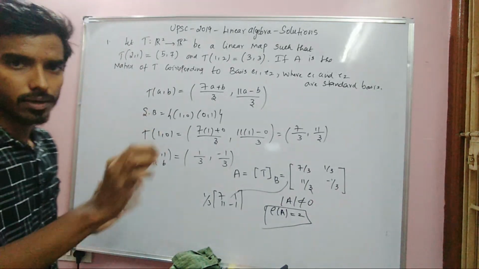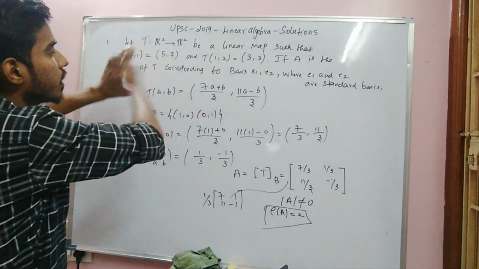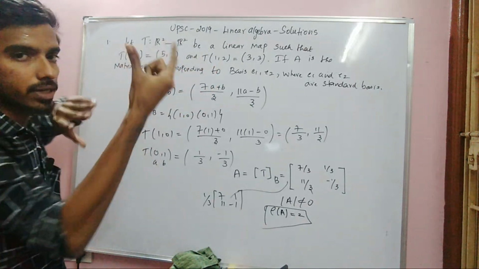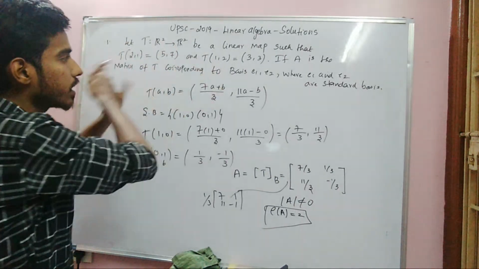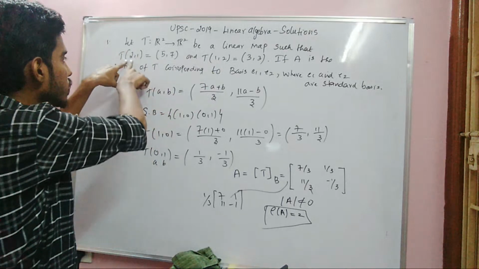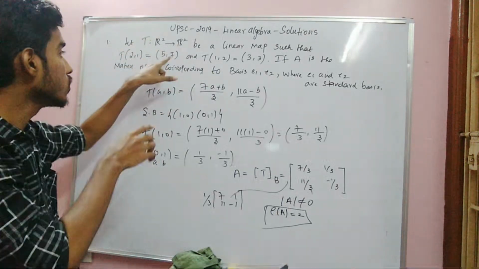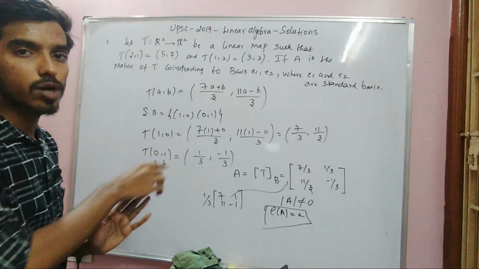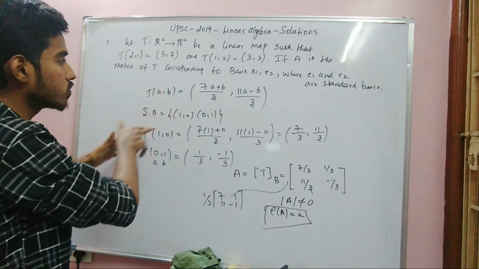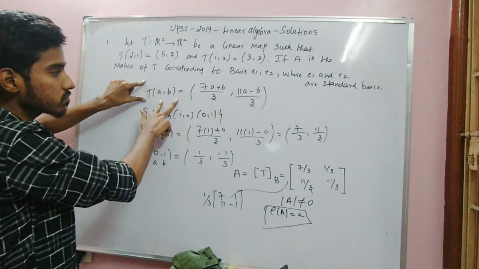So I'll just make a quick overview. First we have shown that these two are linearly independent, and I have taken an arbitrary vector a comma b, and I can write that as a linear combination of these two basis vectors. So I have written a comma b is equal to x into 2 comma 1 plus y into 1 comma 2. I need to find the values of x and y with the help of a and b, and I have found that, and I applied T on both sides. So I have found T of a comma b.